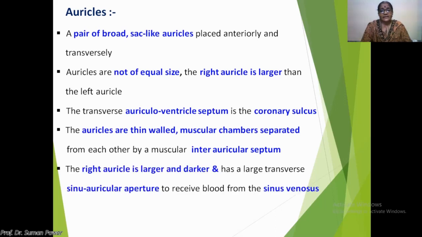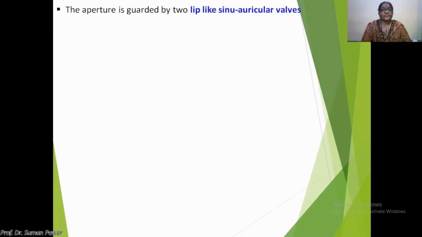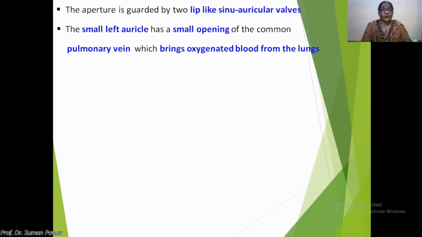The right auricle is larger and darker and has a larger transverse sino-auricular aperture to receive blood from the sinus venosus. This aperture is guarded by two lip-like sino-auricular valves. The small left auricle has a small opening of the common pulmonary vein, which brings oxygenated blood from the lungs. This opening of the common pulmonary vein is without any valve.